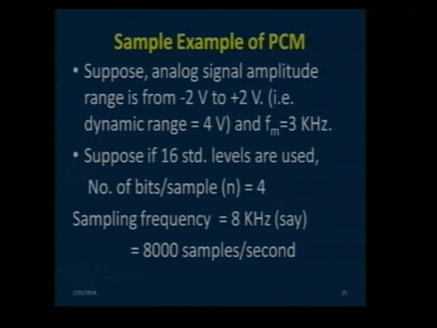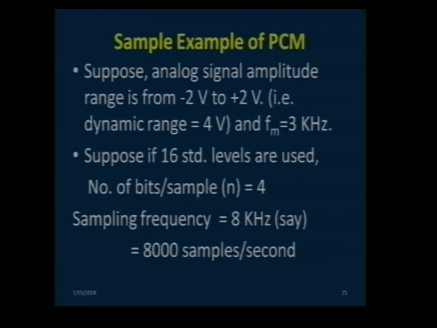Now see this particular slide. One can see that the analog voltage has a specified range, and the overall value of the amplitude range is 4 volts. The maximum frequency fm is taken as 3 kilohertz. If you now have the L value as 16, then you have bits per sample equal to 4, as we have already seen. 16 standard levels will result in 4 bits per sample.